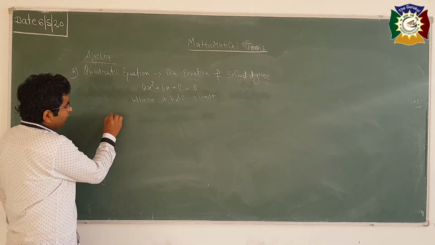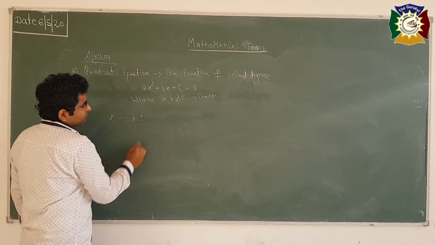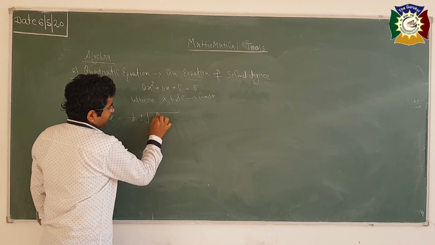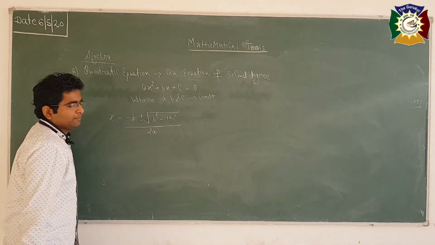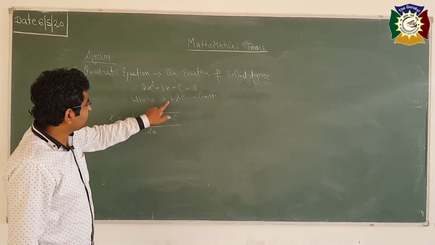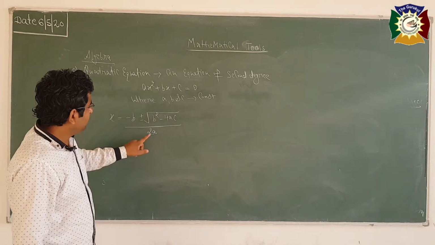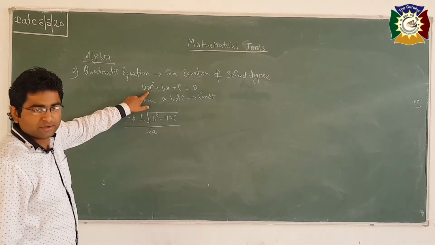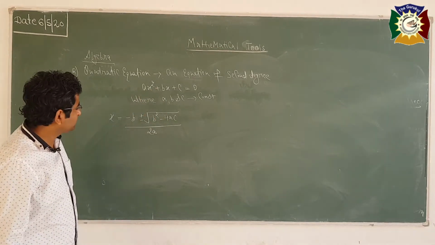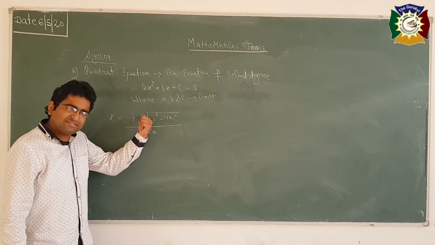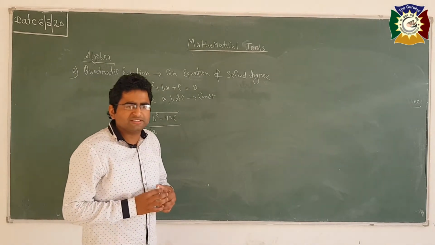We can calculate the value of x by a formula: x equal to minus b plus minus under root b square minus 4ac, divided by 2a, where b is the coefficient of x, a is the coefficient of x square, and c is a constant term. Okay, it is a second degree equation, so it should have two roots. One root will consist of the positive sign and the second root will consist of the negative sign. Okay, for this I will give an example.